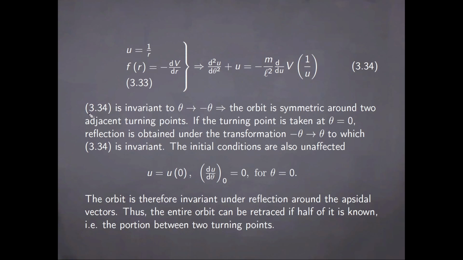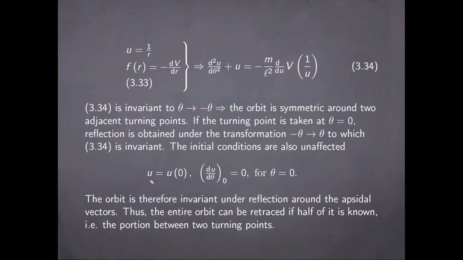What is important to note is that in this form the equation is invariant to a reflection of the angular coordinate. That is, the orbit is symmetric around two adjacent turning points. If the turning point is taken at theta equals 0, the reflection is obtained under the transformation minus theta goes into theta, to which the orbit equation is invariant. Also, the initial conditions are unaffected by this transformation.